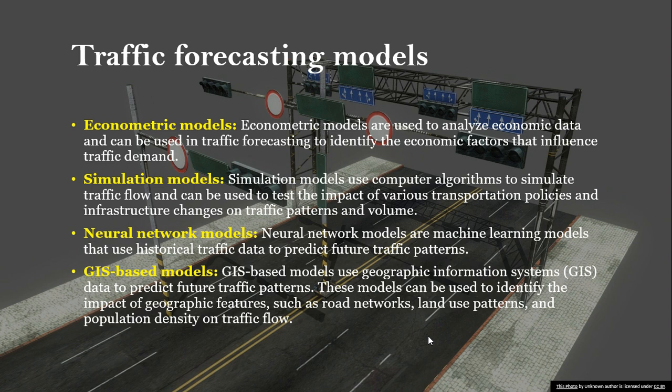Neural network models. Neural network models are machine learning models that use historical traffic data to predict future traffic patterns. GIS based models. These models use geographic information system data to predict future traffic patterns. This can be used to identify the impact of geographic features such as road networks, land use patterns, and population density.